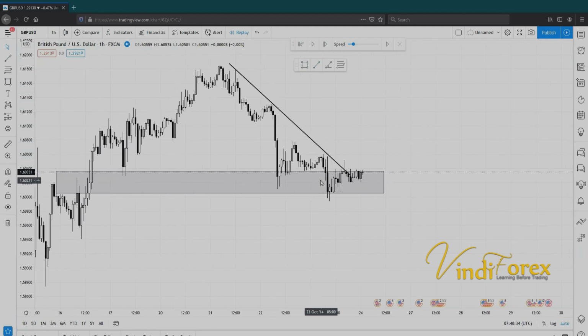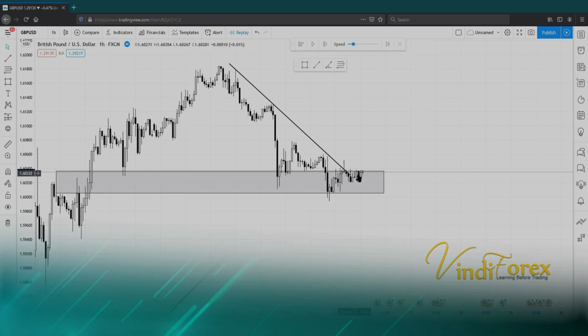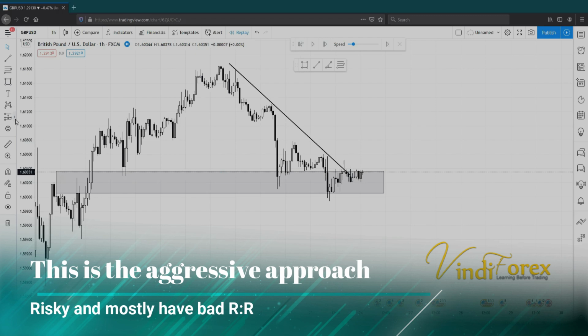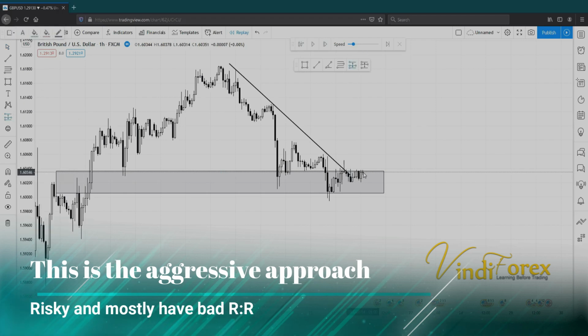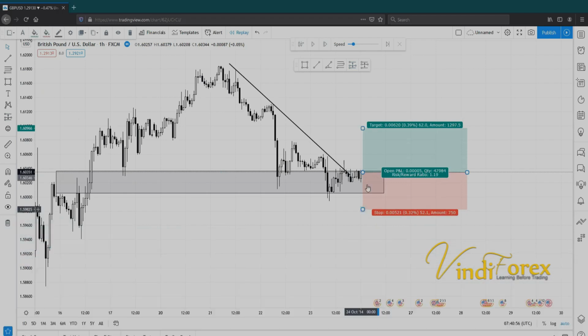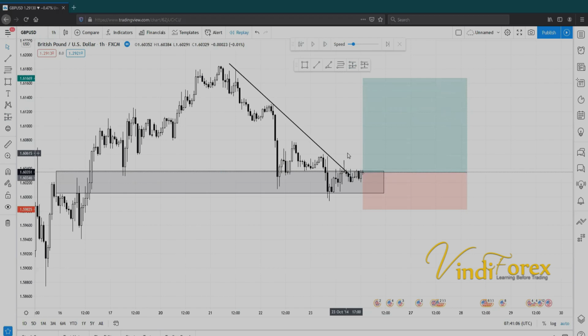We did break above. So a lot of people were going to take a position right away, which is very risky. A lot of people would just take a long trade from here, place the stop there, and let's say the target somewhere around that point. But remember, what we want to do is maximize our target or our profits. Let's see how this one goes.